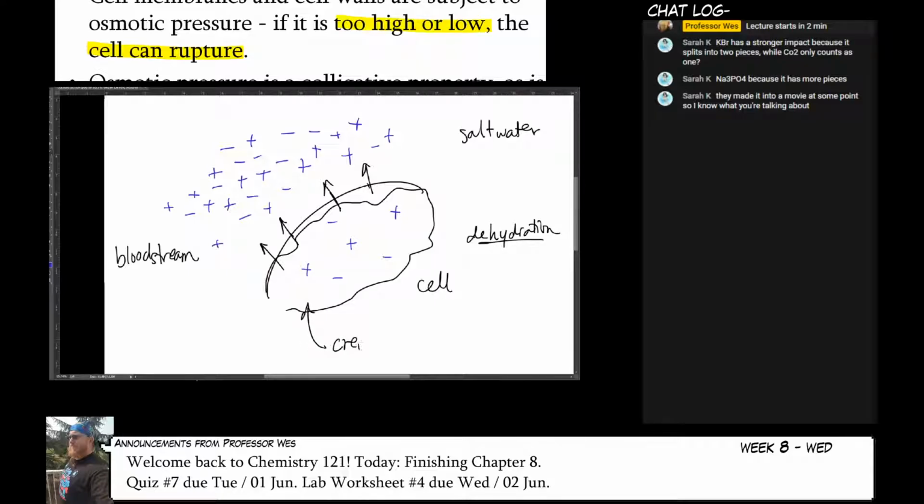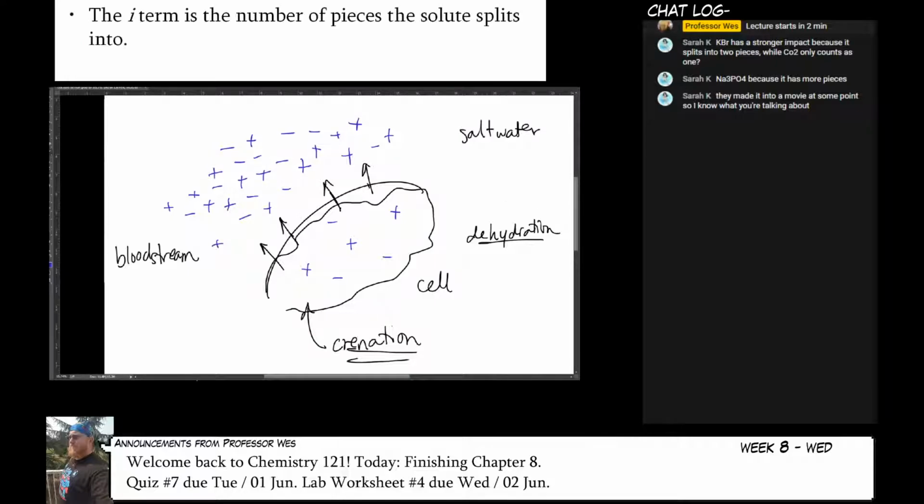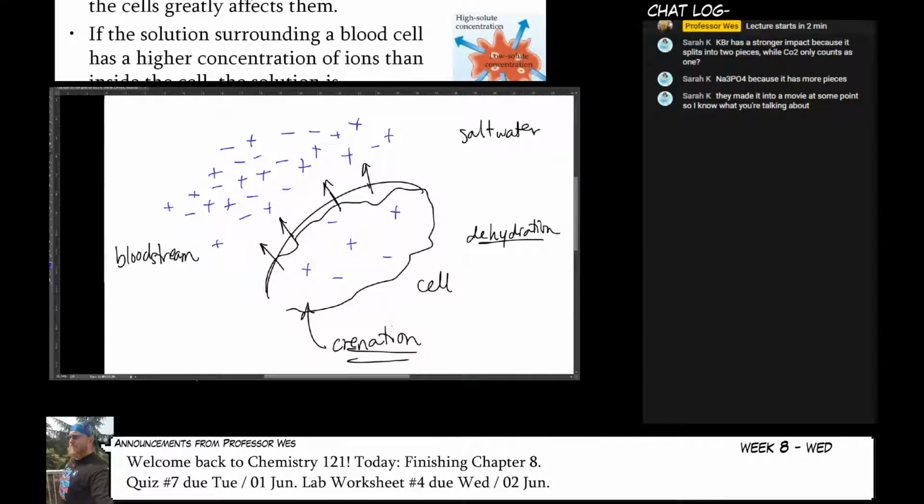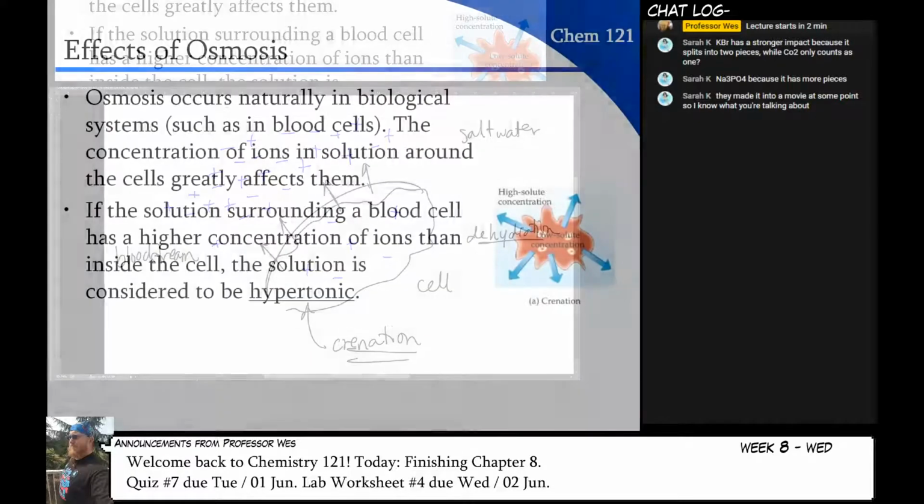Now, the end result that this happens from a biological perspective is that your cells crenate. Crenation is the shriveling or dehydration of cells, and that's obviously bad. If your cells shrivel, they can't perform their function, and then your biological system can shut down, and that's obviously no good. So that's this first one here.